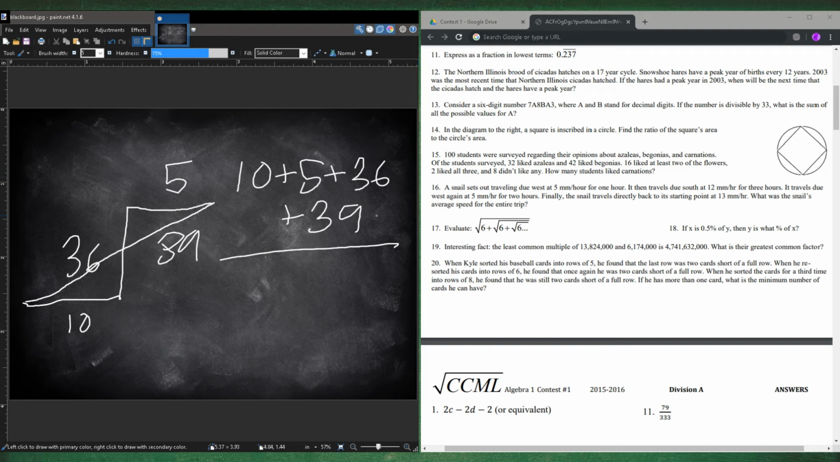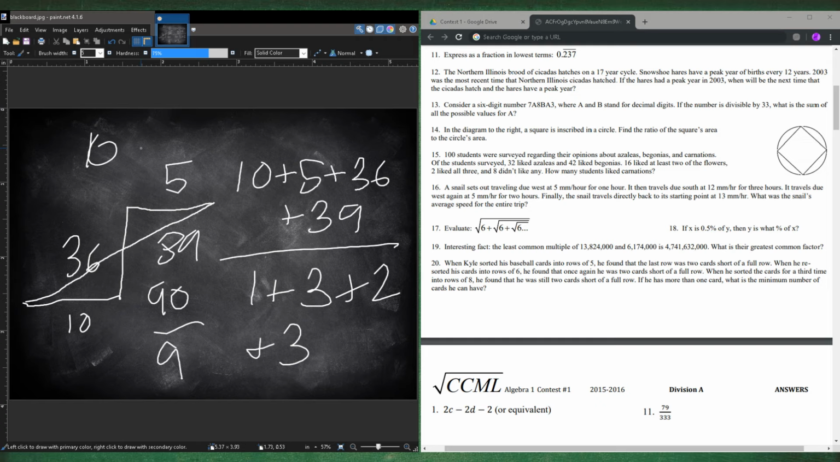So the time is 1 hour and 3 hours and 2 hours, and it has to go 39 millimeters in 13 millimeters per hour. So that takes 3 hours plus 3 more hours. So that's 10 plus 5 plus 36 plus 39 gets you 90, and you get 1 plus 3 plus 2 plus 3, which gets you 9. So the average speed is 10 millimeters per hour.